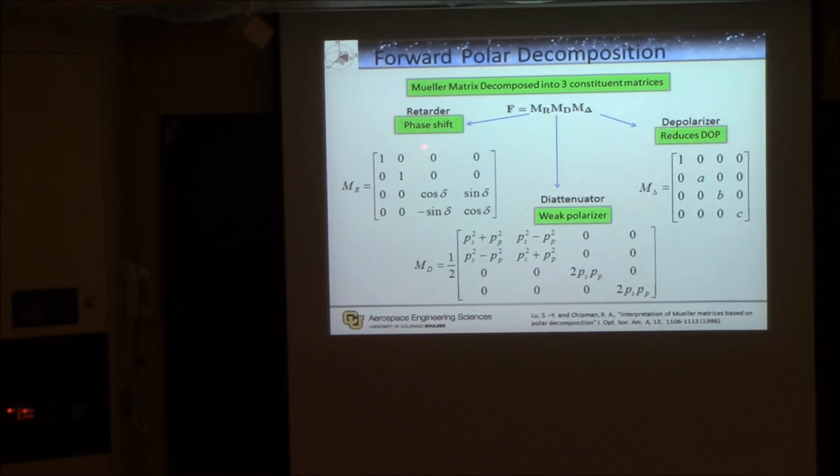The retarder is obviously doing the phase shifting, and so it has a configuration like this. And a diattenuator can be considered like a polarizer, and so you can have a polarizing Mueller matrix that looks like this. Now, Liu and Chipman and others have described much more detail about these matrices, but I thought I'd just write them out simply in this fashion. Now, we're breaking it down this way because we can actually use this information for physical information about the scatterers.